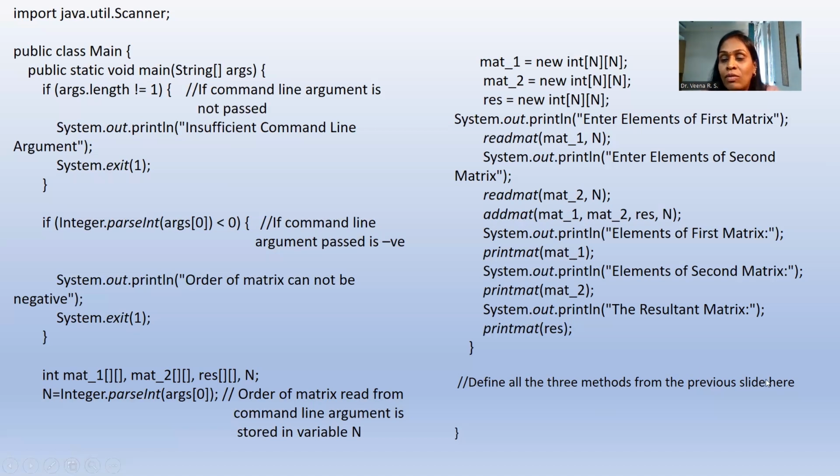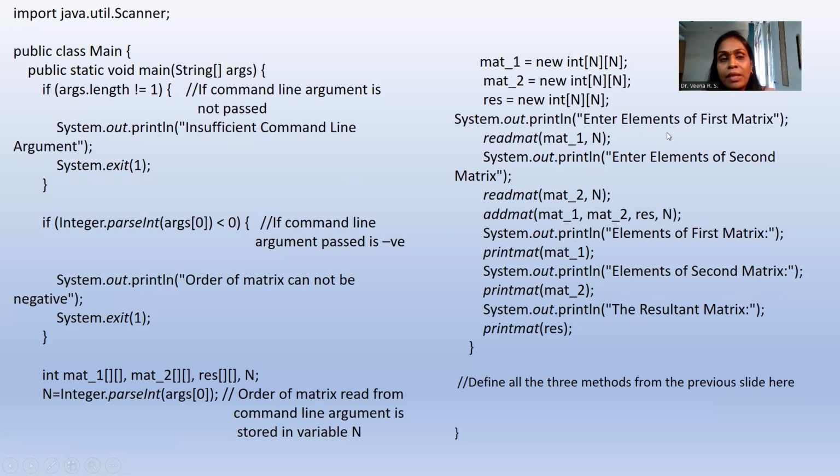So you'll see, first we'll display the elements of the first matrix. We have already defined the print matrix method. We'll call that method here to display the elements of the first matrix, passing the argument mat1. Then we'll display the elements of the second matrix, that is matrix 2. And then we'll display the resultant matrix, that is res. So this is about the main method.